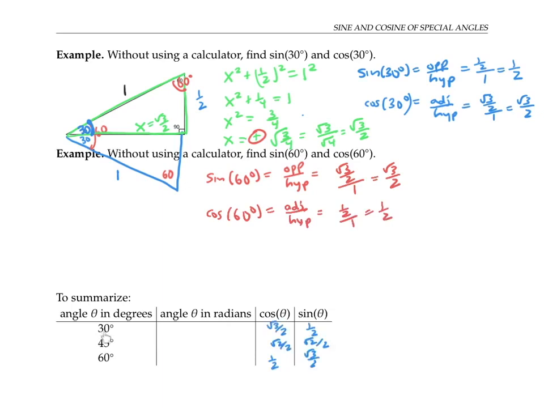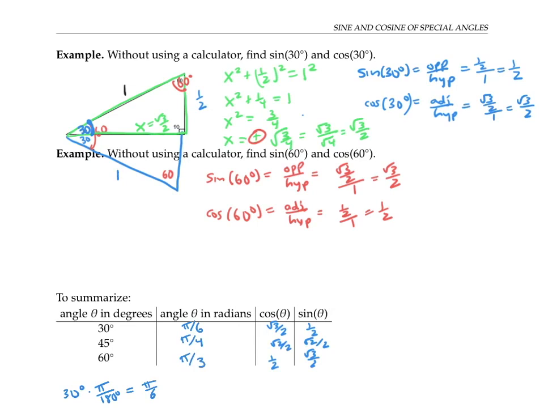Notice that a 30-degree angle corresponds to pi over 6 radians. 30 degrees times pi over 180 is pi over 6. Similarly, 45 degrees corresponds to pi over 4 radians, and 60 degrees corresponds to pi over 3.